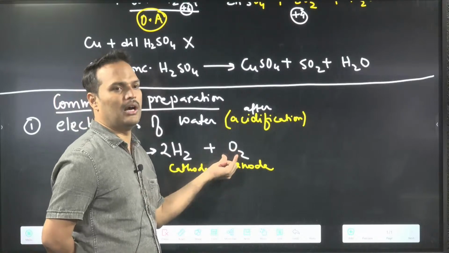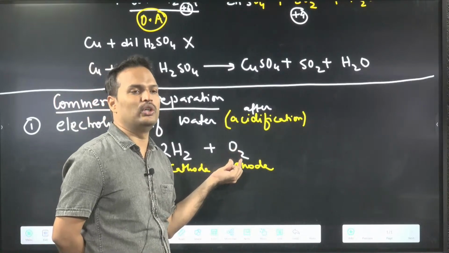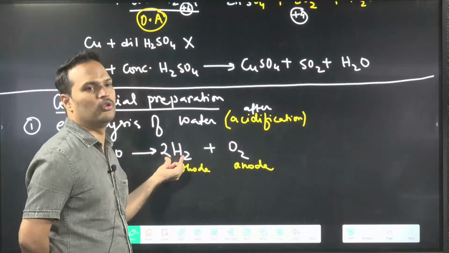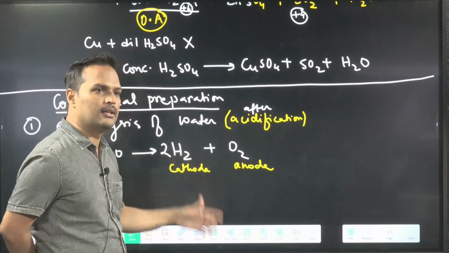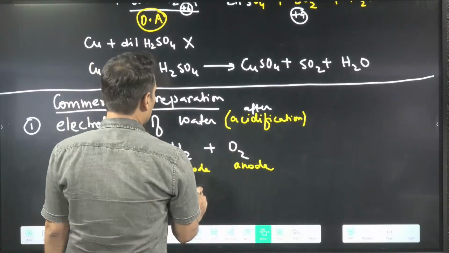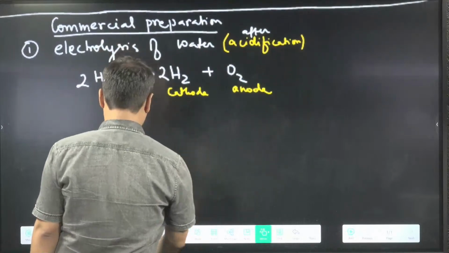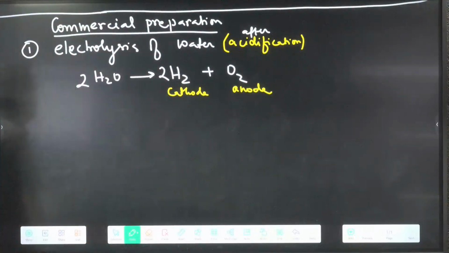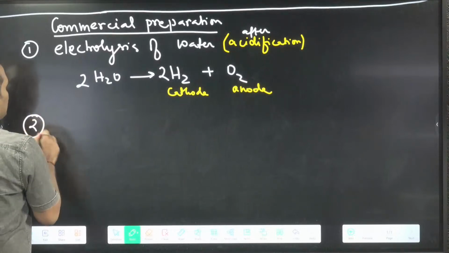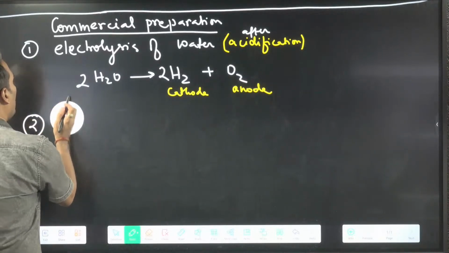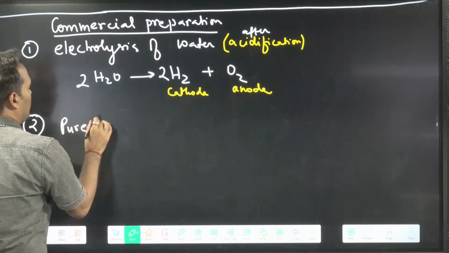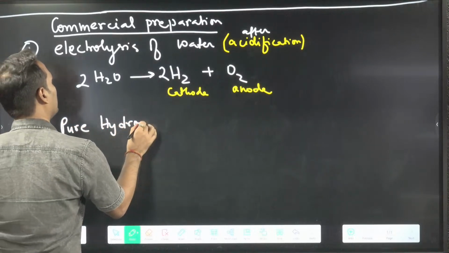1 mole means how many liter at STP? You will say 22.4 liter. Here 44.8 liter. Clear with this point? So this is written in NCERT. Then second point is there, very important. They are saying कि I require pure hydrogen. Pure hydrogen. How you can get pure hydrogen?